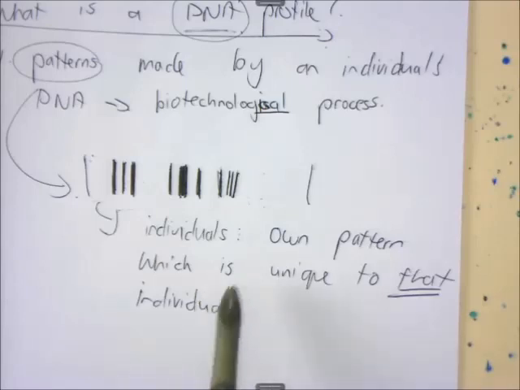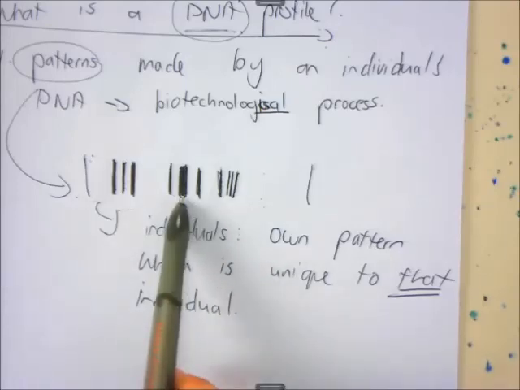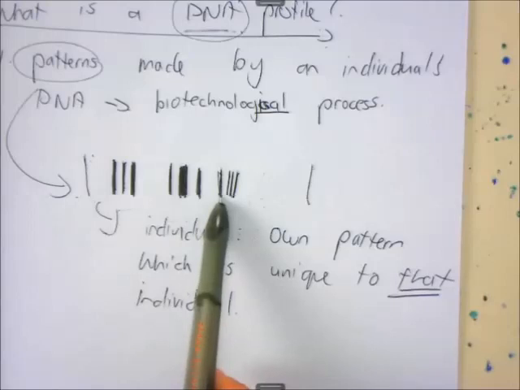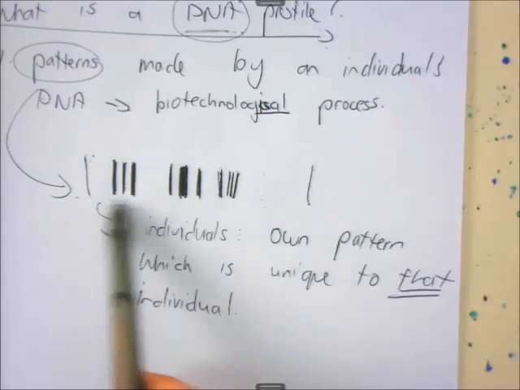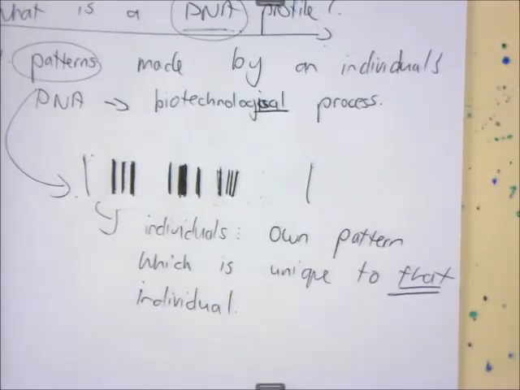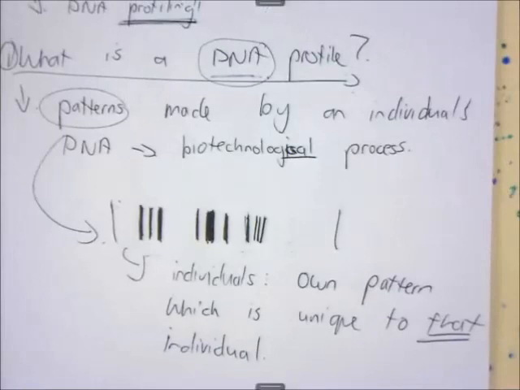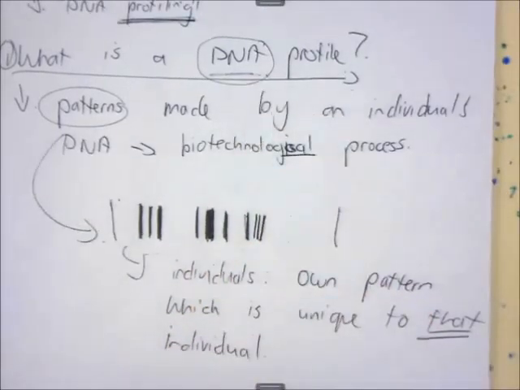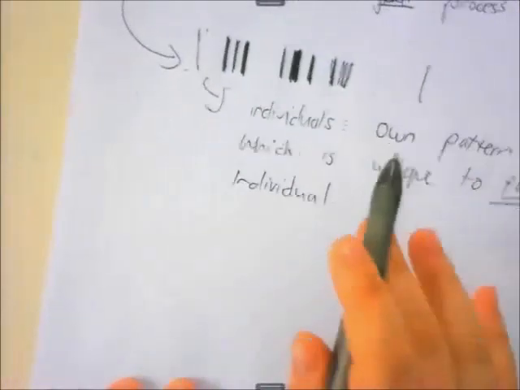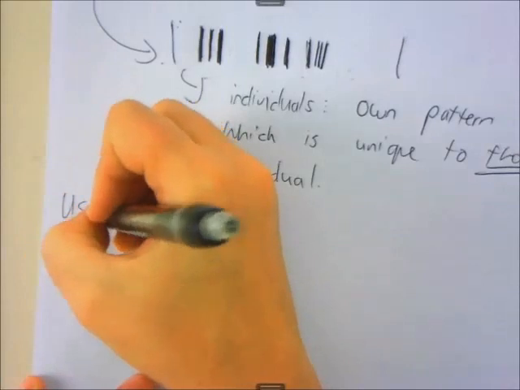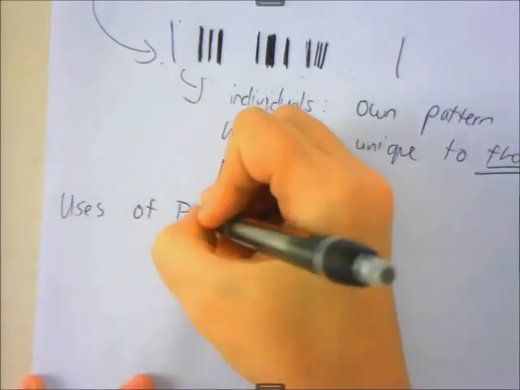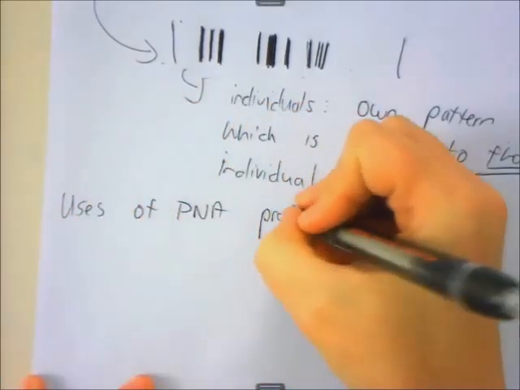So by making a DNA profile, or by looking at a DNA profile of a person, we are actually able to see what their genetic code is, and we see this by the patterns that their DNA makes when we push it through a process and we create a DNA profile. Okay, so this is a very useful thing that we can have, because there are a few uses of DNA profiling.